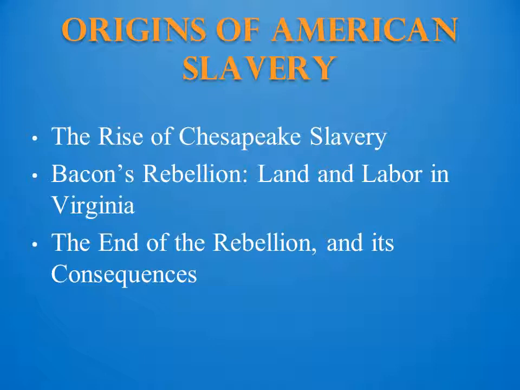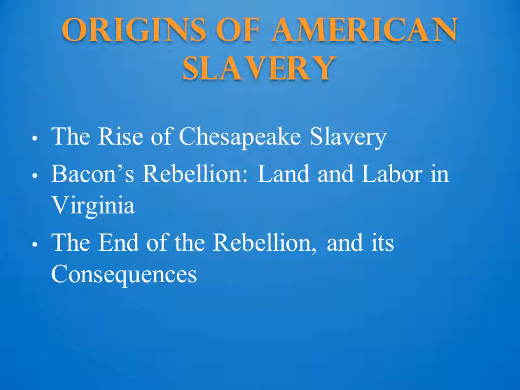The shift from white indentured servants to African slaves as the main plantation workforce was quickened in 1676 by Bacon's Rebellion. Now, at this time, the governor, William Berkeley, had long ruled Virginia through a very corrupt regime. He forged an alliance with a small elite of the colony's wealthiest tobacco planters and gave his supporters the best lands as white settlement pushed inland.